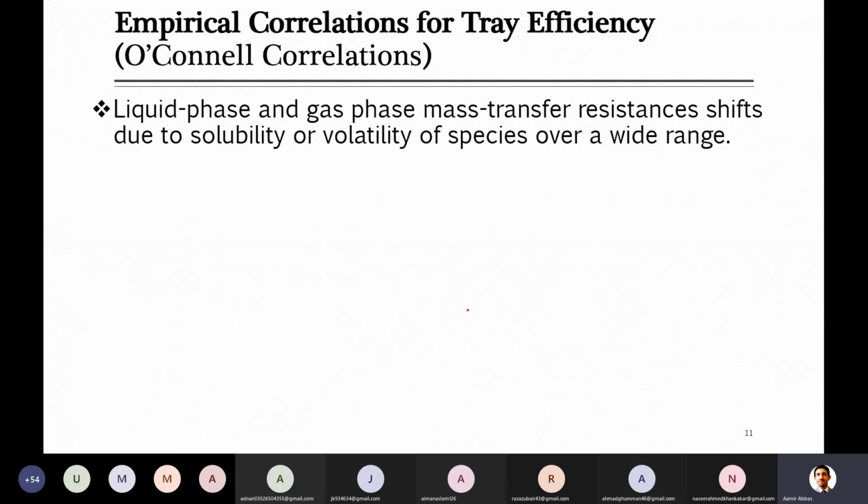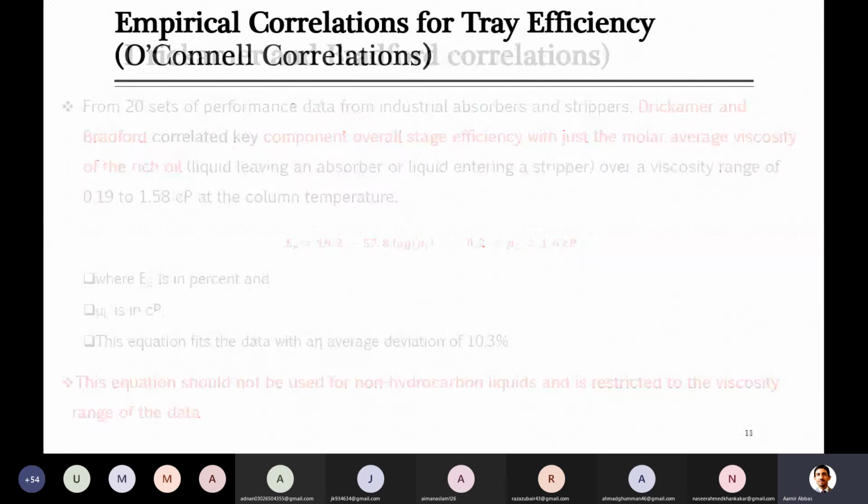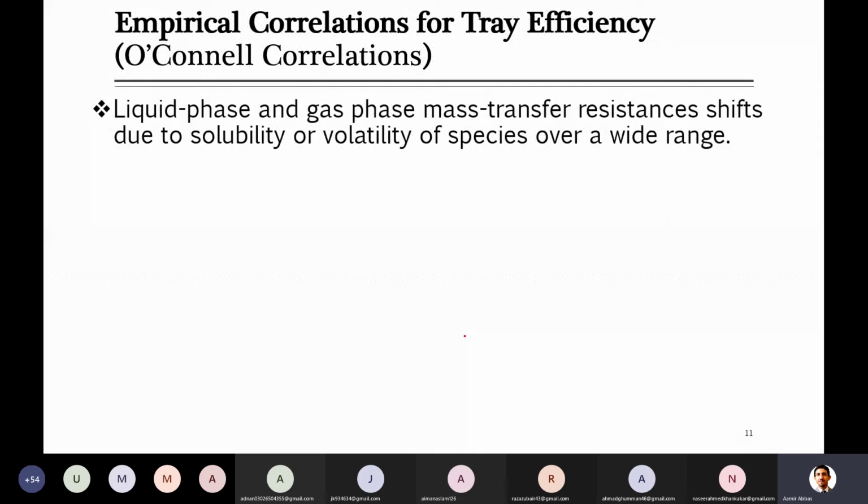So just to move further, some other people worked on a similar line, and they started thinking about how to modify this equation, or bring some equation which can be used for hydrocarbon as well as for non-hydrocarbon systems. And also, if we can get rid of this viscosity factor, then we can use it freely. So liquid phase and gas phase mass transfer resistance usually shifts due to the solubility or volatility of species over a wide range.